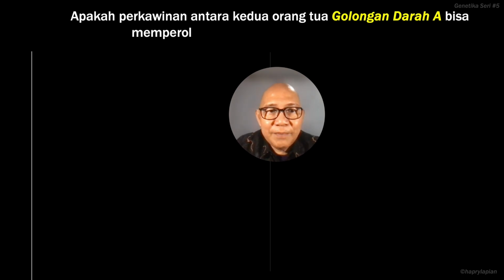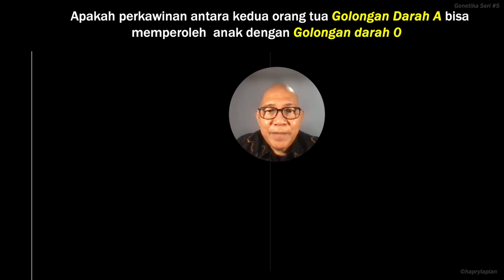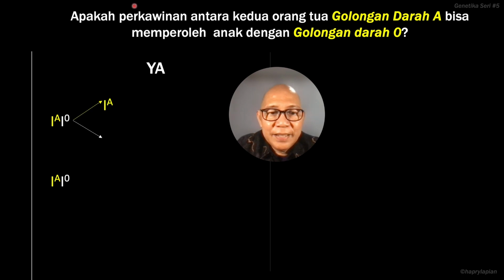There is another interesting question. Can a marriage between two parents with blood type A produce a child with blood type O? The answer is yes, but later you will find that the answer is also no. Let us start with the answer yes. In this scenario, where both parents carry the heterozygous genotype IAIO, an offspring with blood type O can be found.